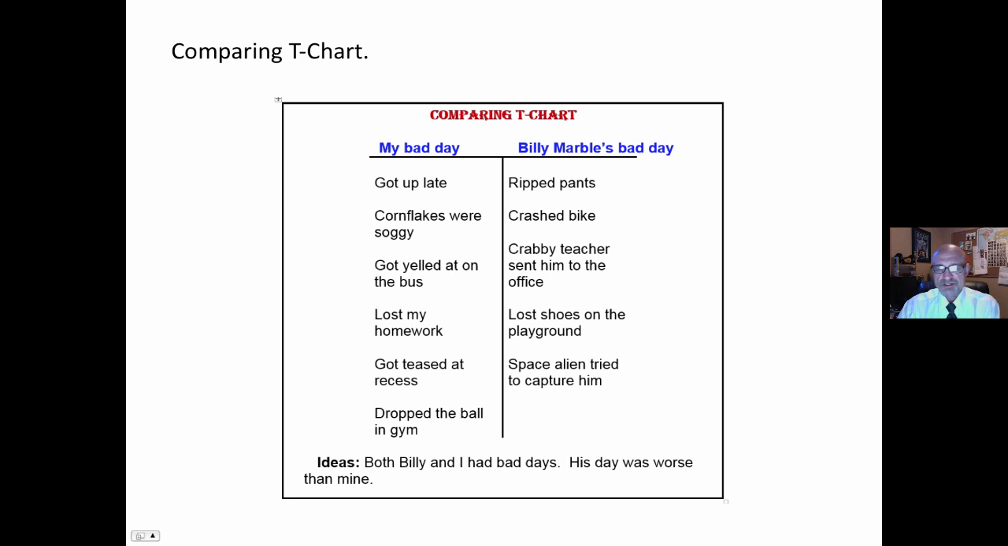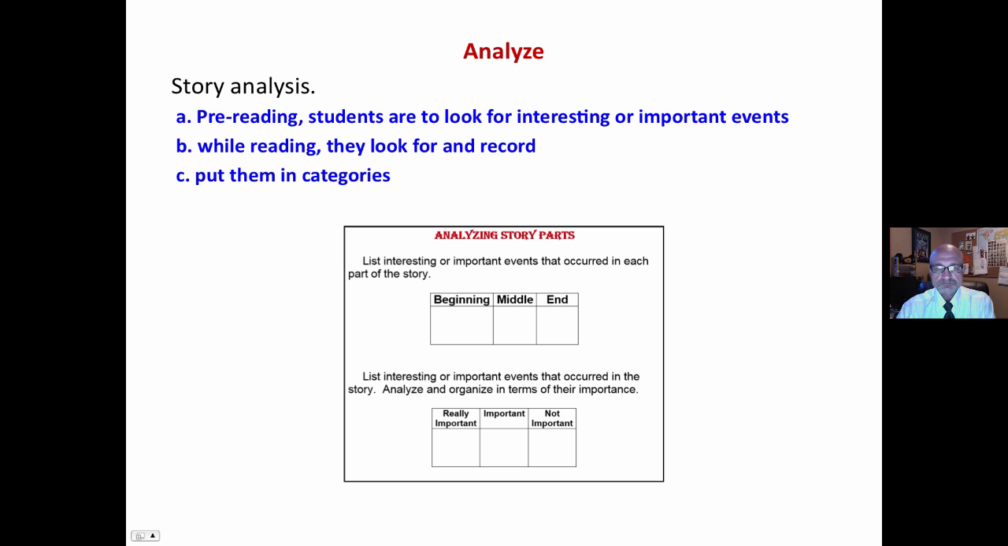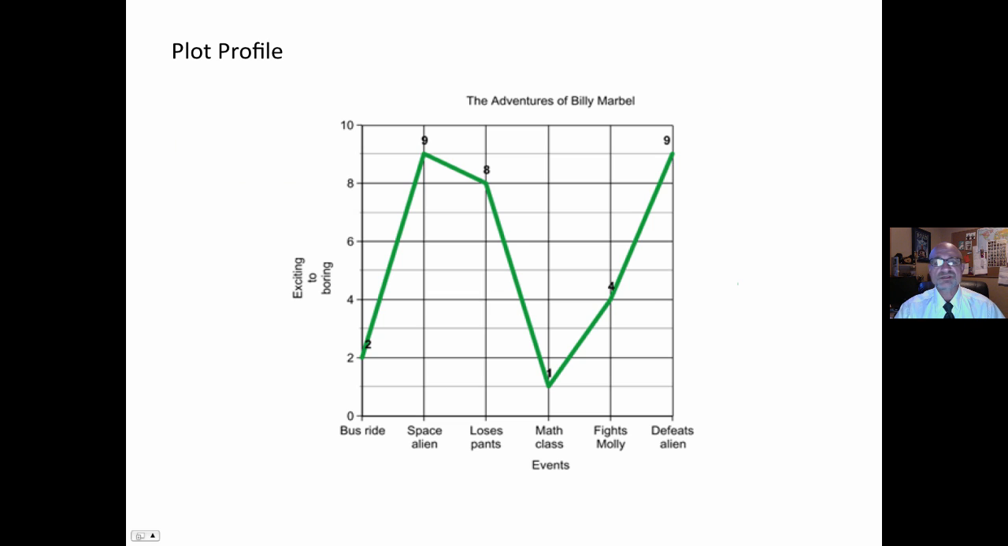Comparing T-chart. Billy Marble's bad day and my bad day. Here I'm making personal connections. Story analysis. And again, we looked at that before. But it doesn't have to be just interesting or important events. It could be really important, somewhat important, not important. Anything that gets them to evaluate and analyze things within the story.